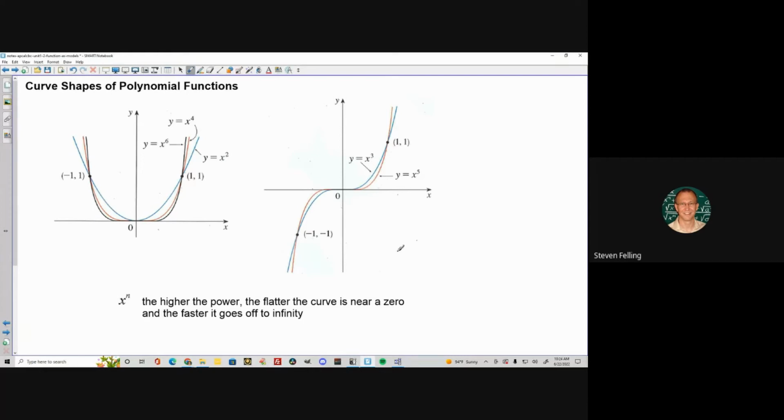Okay, the higher the power, the flatter the curve is near zero, and the faster it goes off to infinity, as we mentioned. If you have y equals x squared, if you put 0 in, you get 0 out. If you put 1 in, you get 1 out. So they all go through the point 0, 0, and 1, 1, and negative 1, 1. Right, but the higher the power, the longer this stays close to 0 and the faster it leaves. So this is the x squared curve, x to the fourth curve, x to the sixth curve rises more rapidly. Same thing is true for the odd powers.